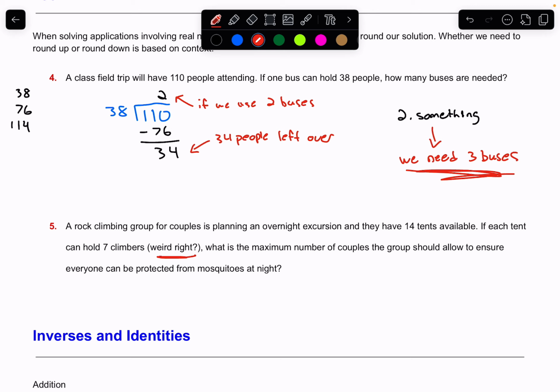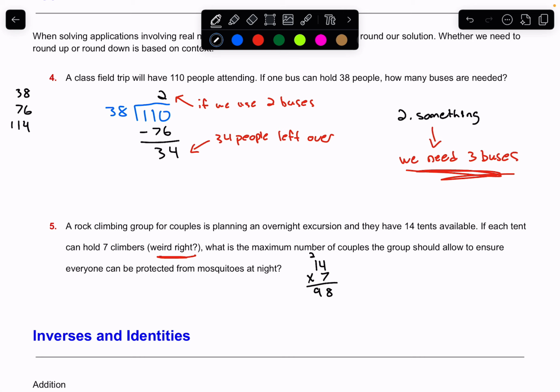So first we got to figure out how many people can fit in these tents. The way we do that, we're going to take 14 tents and multiply by 7 because we can fit 7 climbers in each tent. So 4 times 7, 28, carry the 2. We can fit 98 total climbers. Well, so we're talking about how many groups of couples, right?